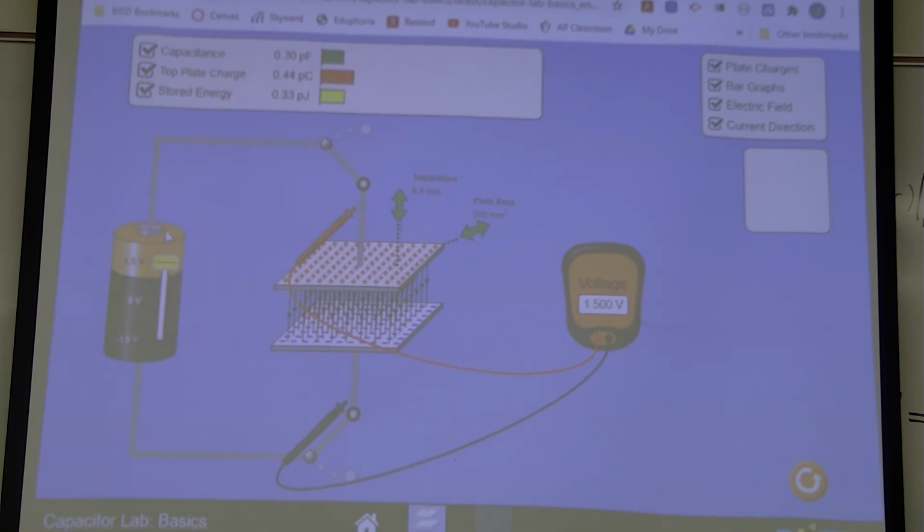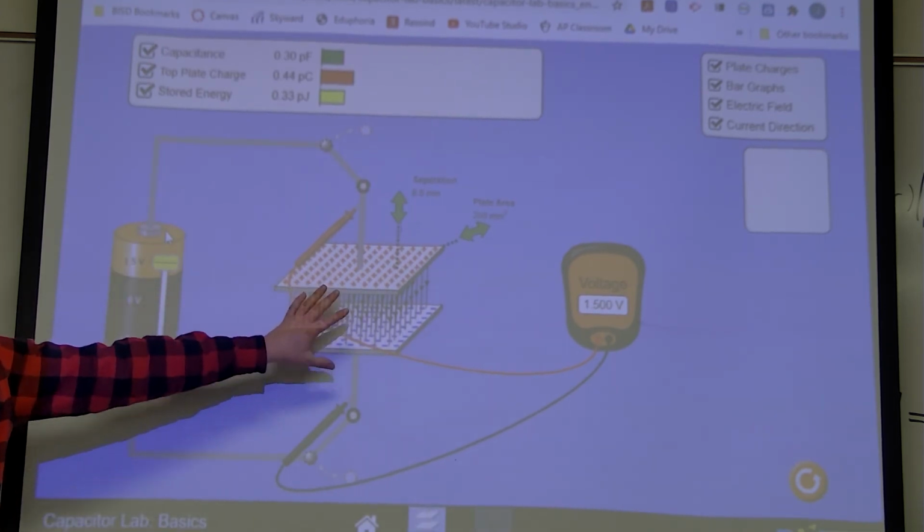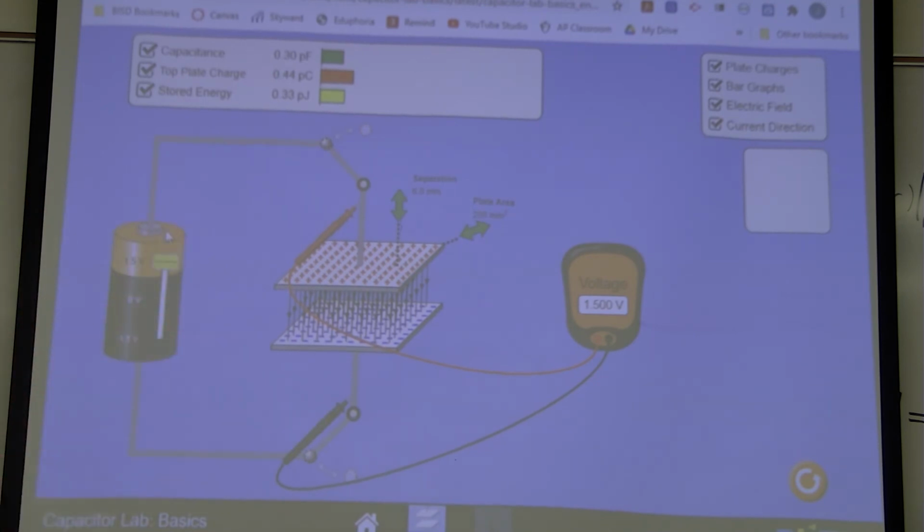The electric potential, we've already answered that, right? When you increase the potential on the battery, then charge will flow until the electric potential across the capacitor is the same.